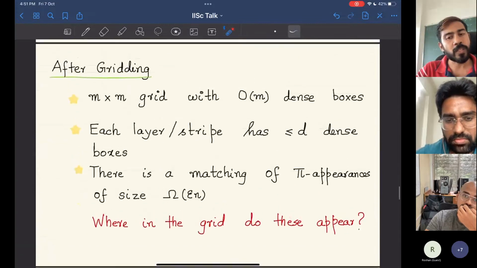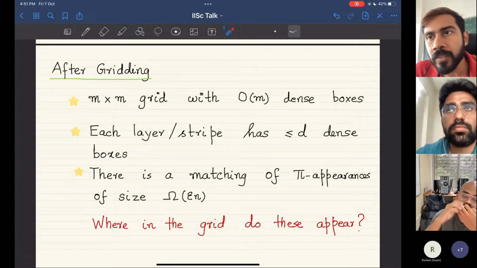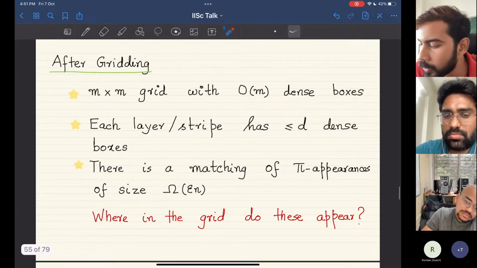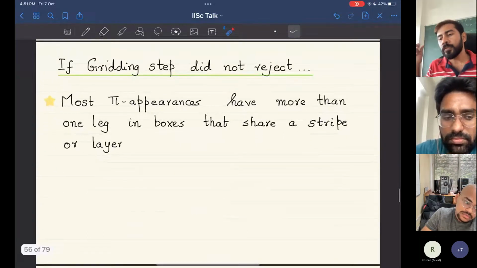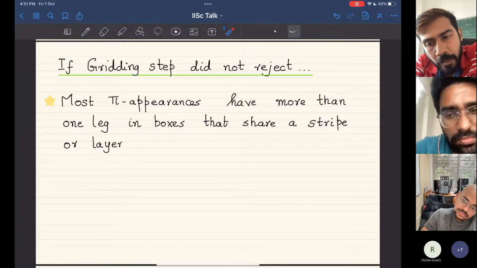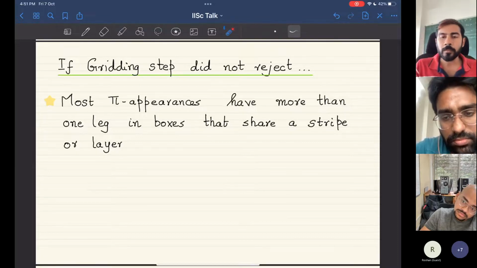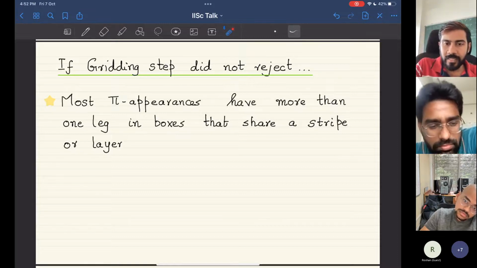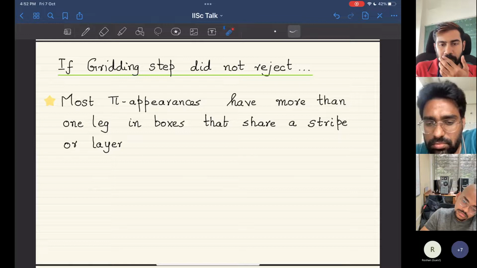So now, where in the grid do these appear? How do these appear? I will show you maybe one case, because it's already only 10 more minutes. Since we know that we did not detect pi appearances among the marked boxes, we know that these pi appearances are not just evidently there. That is, they must share layers or stripes.